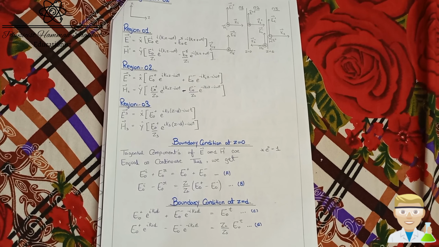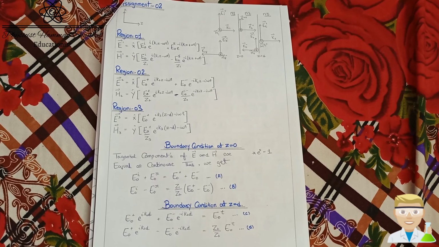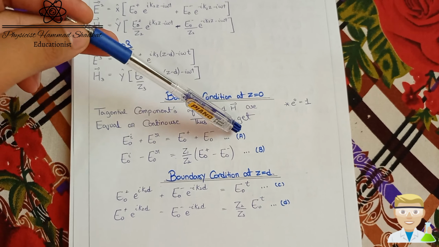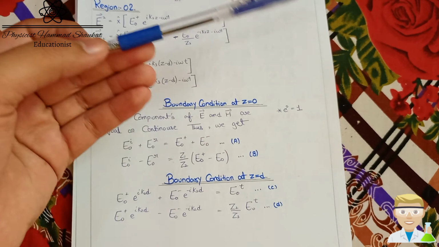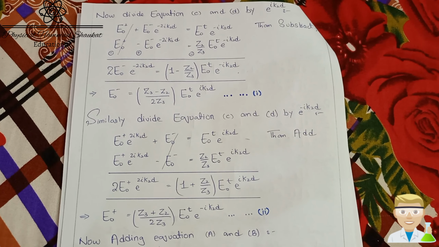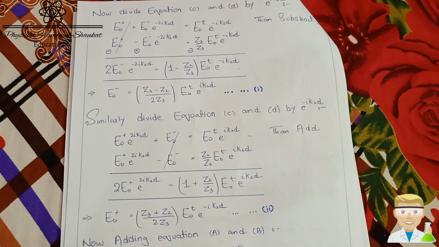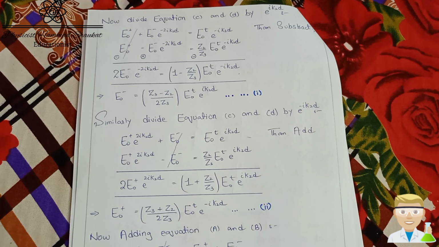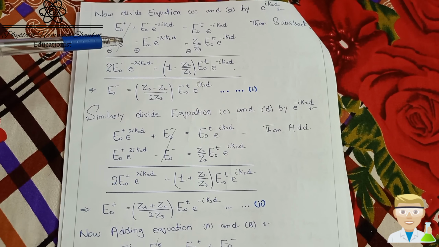So let's move further to find the transmission and reflection coefficients. As you see, these equations are A and B, and you have to call this equation C and this equation D. Now let's proceed with our derivation. We divide equations C and D by e power iota kd, which are the equations C and D as you saw previously. After dividing, you will only be left with this.